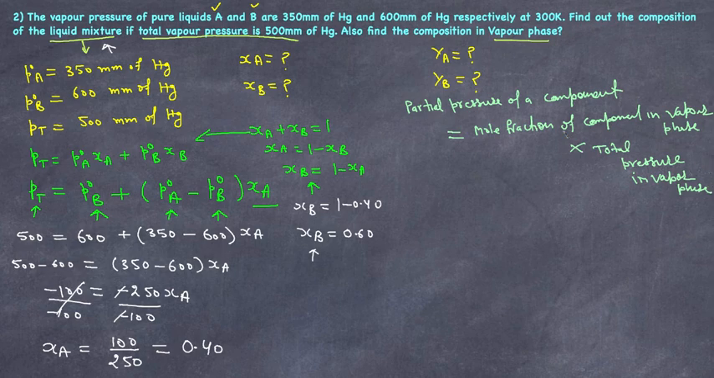And we know partial pressure of a component. Let's say we are talking about component A. So partial pressure of component A is going to be equal to mole fraction of component in vapor phase. So in vapor phase, the mole fraction of component A is YA multiplied by total pressure in vapor phase, which is the total pressure over here, PT. So from here we can say YA is equal to PA divided by PT.